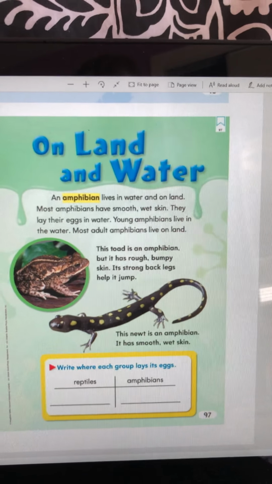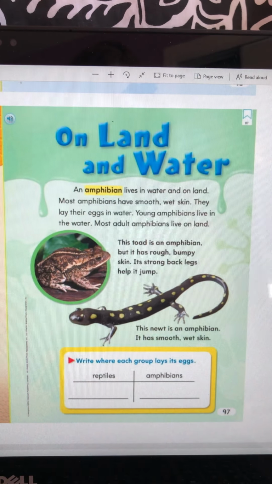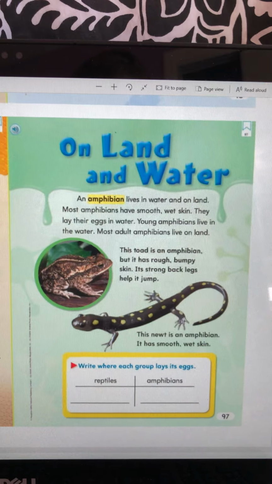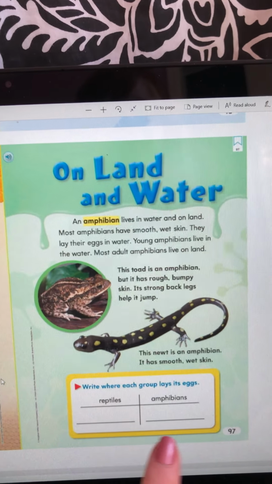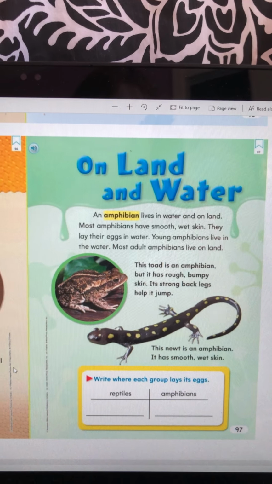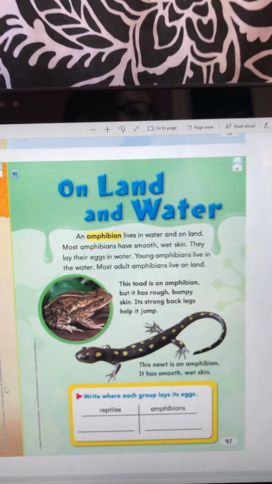And then this animal right here, do you guys remember what that was from yesterday? It says this newt, so that's a newt. This newt is an amphibian. It has smooth, wet skin. And then yesterday, you were to answer these questions. It says, write where each group lays its eggs. So if you remember from our reading, where do reptiles lay their eggs?